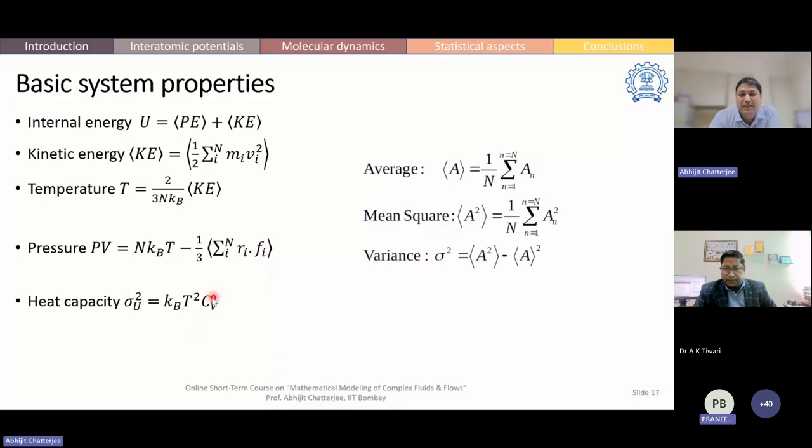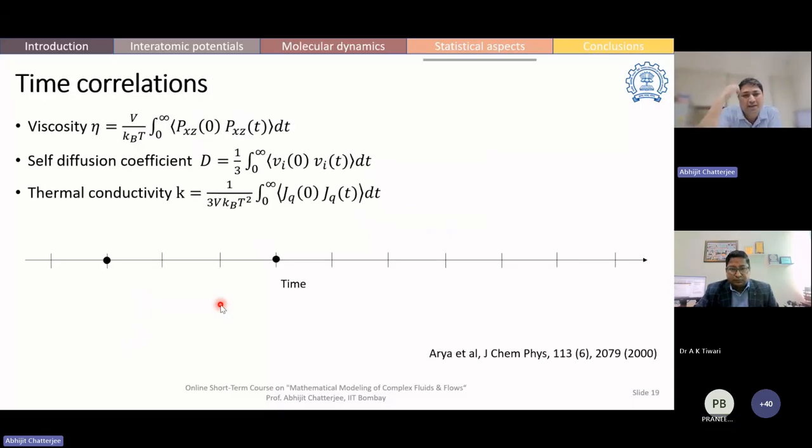When it comes to heat capacity, it depends on the variance of the internal energy, and internal energy is basically the potential energy, which I can compute, plus the kinetic energy. So I can study the fluctuations in this sum and compute the variance, and that gives me the heat capacity. If we continue like that, for any other transport property, like viscosity, it involves the shear terms. The shear basically involves force calculation, and we can evaluate those terms.